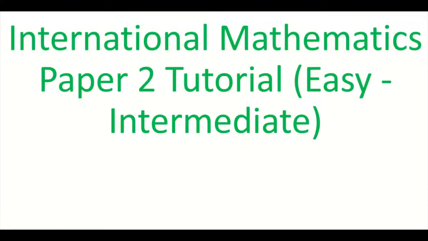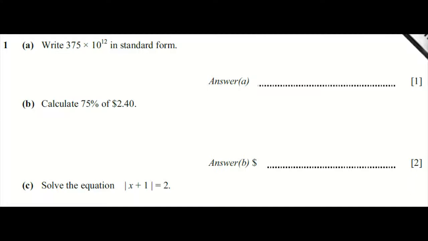Today, I'm going to discuss and share how to solve some of the questions in the International Mathematics, paper 2. Now we start from number 1. This number 1 is actually about the standard form, percentage, and absolute values. We start from 1A. The question states: write 375 times 10 to the power of 12 in standard form.